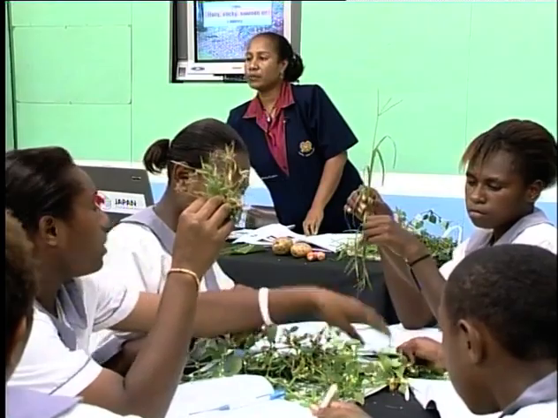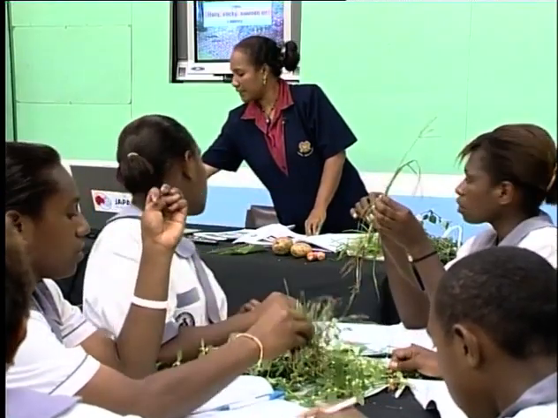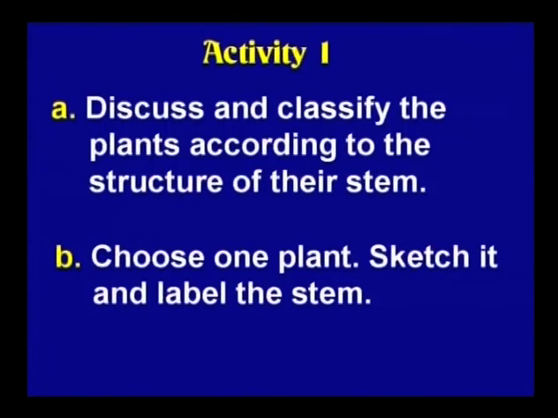Right, let's begin with what we have to do for today's activity. Class, let's read activity A1A together. Discuss and classify the plants according to the structure of their stem. Letter B. Choose one plant, sketch it, and label the stem.